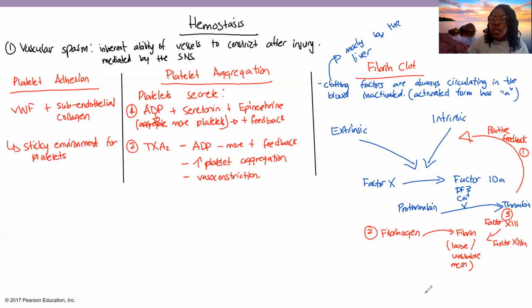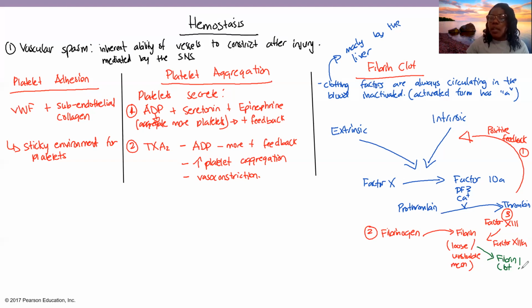So let's draw that in a different color. That's kind of the culmination of this entire cascade. So now we can convert that loose unstable fibrin mesh to a fibrin clot, which is stable, okay? And that is done with the help of factor 13A, which is converted to its active form via thrombin as well, okay? And so this fibrin clot is going to be the more stabilized, secure fibrin clot that kind of seals up that injury.